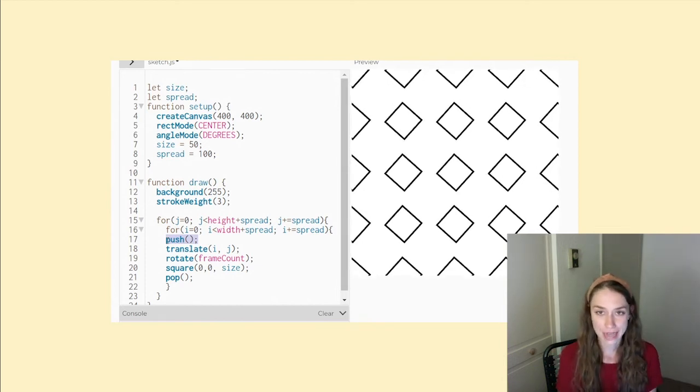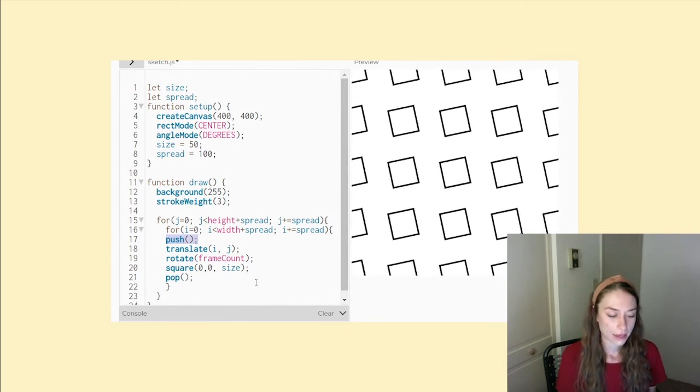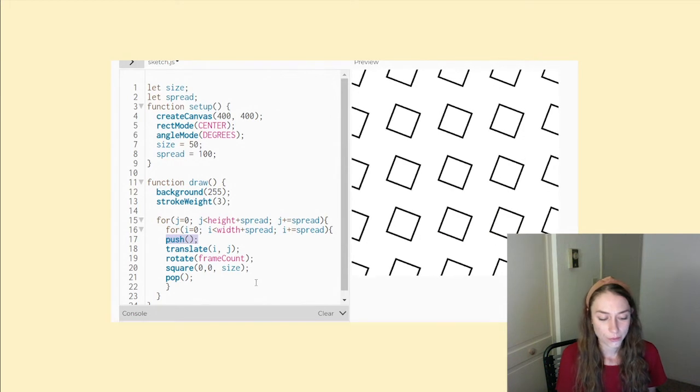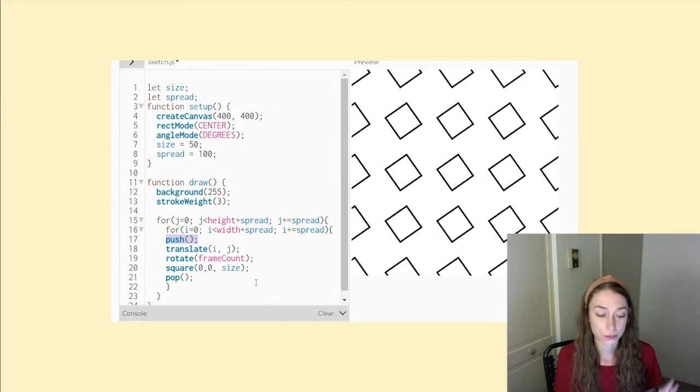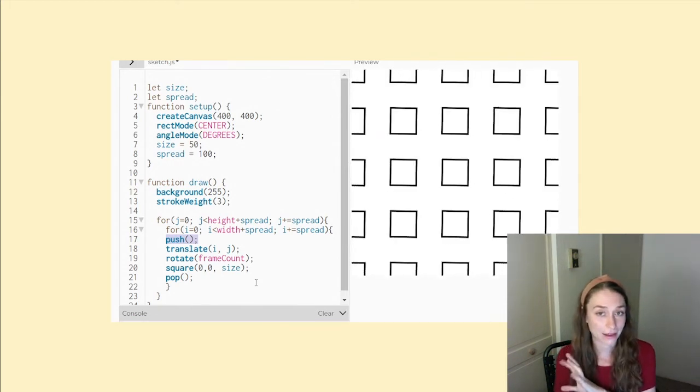So translate is an additive command, and we need to make sure that we are starting from 0 and then adding in that i and j each and every time.